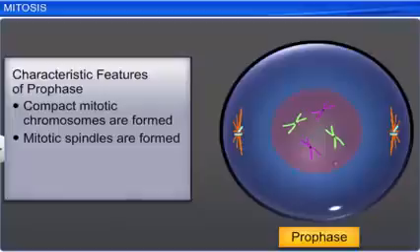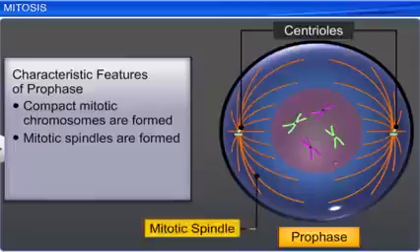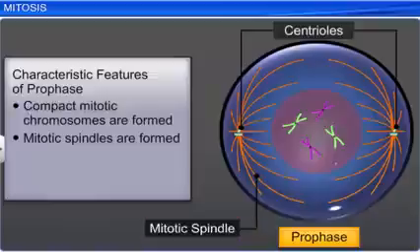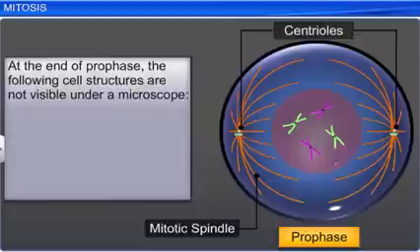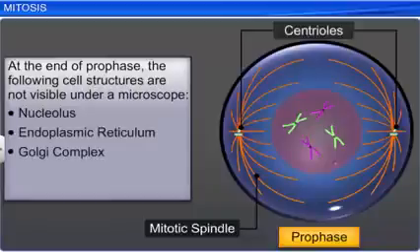Moreover, the centrioles that had moved to the opposite ends of the cell initiate the formation of the mitotic spindles with the help of the microtubules and the proteinaceous constituents of the cell cytoplasm. At the end of prophase, the nucleolus, endoplasmic reticulum, Golgi complexes, and the nuclear envelope are not visible when viewed under a microscope.